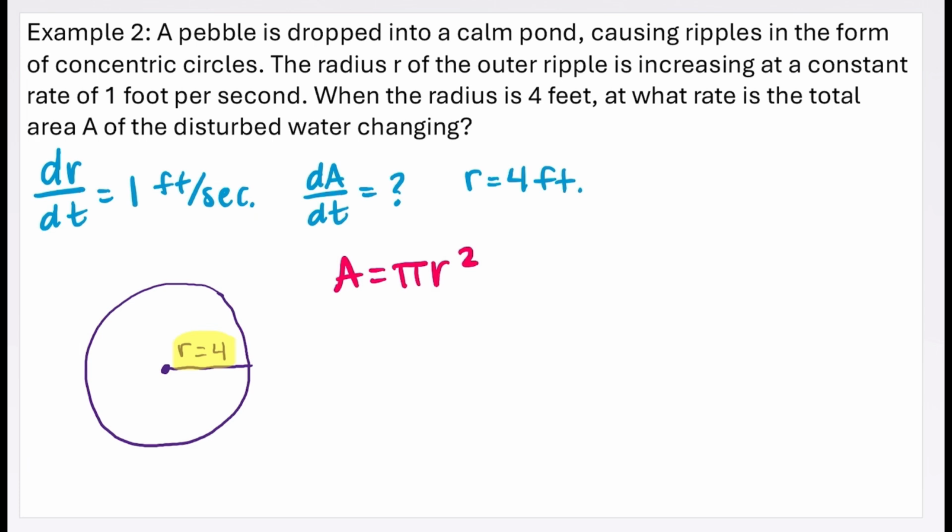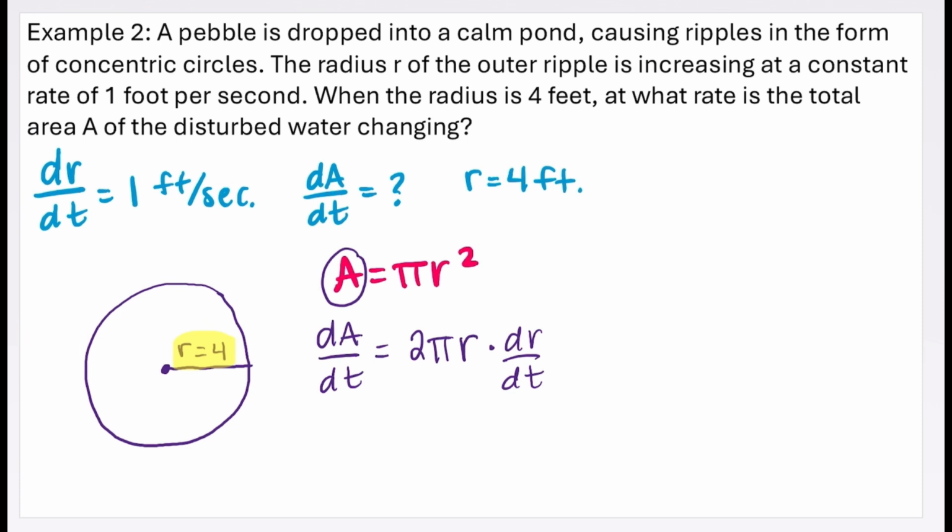So I'm going to go ahead and find the derivative of A, which is 1 times dA dt. So I'm just going to write dA dt. And that's what we're trying to find. So hopefully we'll be able to figure out what that is in the end. Then I'm going to have 2 pi r times dr dt.